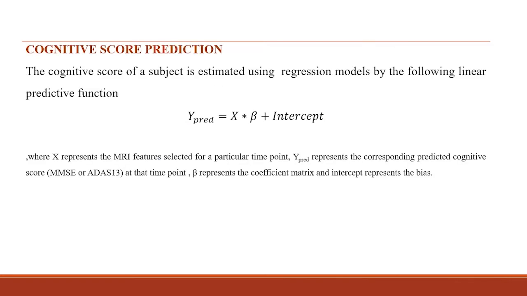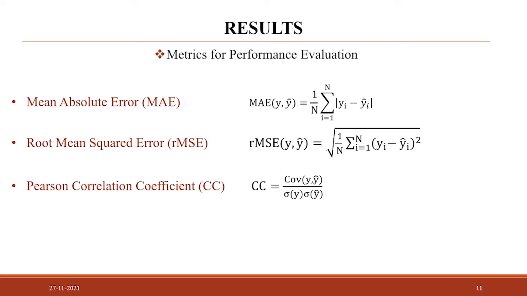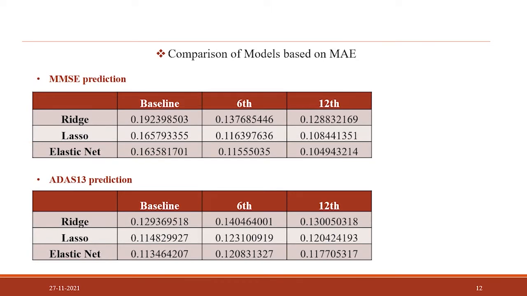For the results, the metrics used to evaluate the performance are mean absolute error, root mean square error, and Pearson correlation coefficient. The mean absolute error of the various models, ridge, lasso, and elastic net, is compared for baseline, 6th and 12th month. The first table shows the MMSE prediction values, and it is found that the elastic net model has a better prediction accuracy. That is, it has a lower error compared to the ridge and lasso models.